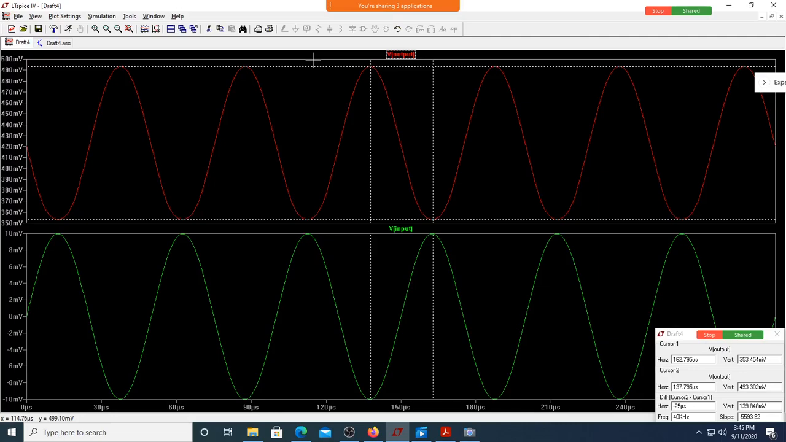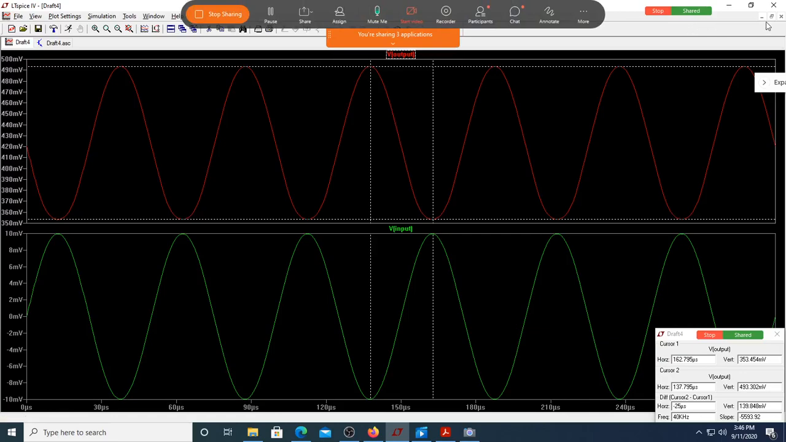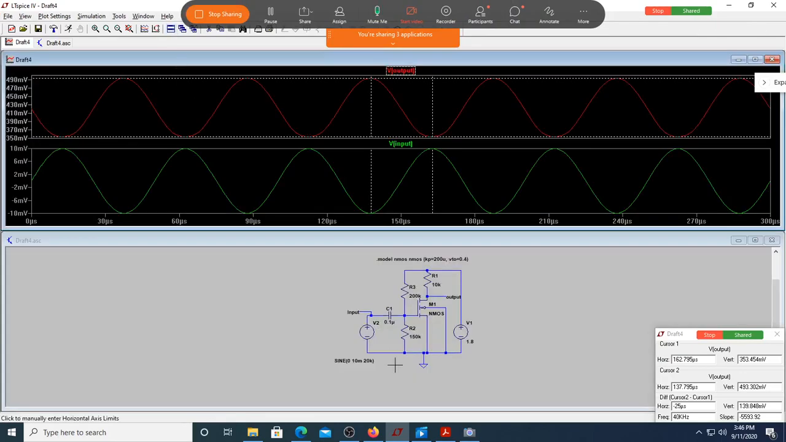The other observation: it is inverted. You can see the input is increasing, whereas the output is reducing. It's exactly out of phase. The output is 180 degrees out of phase with the input. These are the two big observations from this circuit, which we call an amplifier. Of course, there are a lot of things to be discussed in the amplifier.